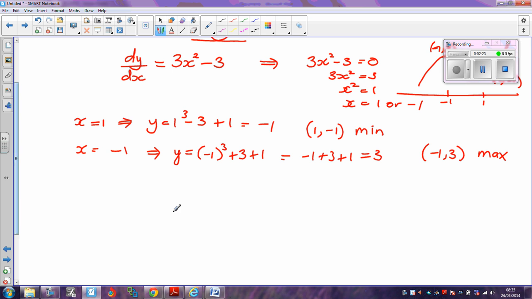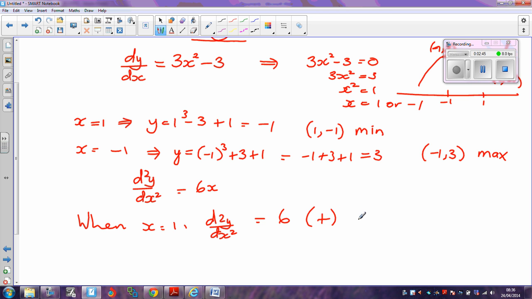The alternative way is to differentiate again, so you find d2y by dx squared. Now if we differentiate this, well, 3 times 2 is 6, so we get 6x. Now, when x is equal to 1, the second derivative there, so d2y by dx squared, is equal to 6 times 1, which is 6. Now, because that's positive, that means that we have a minimum. Remember, it's the opposite way round to the way you'd expect.